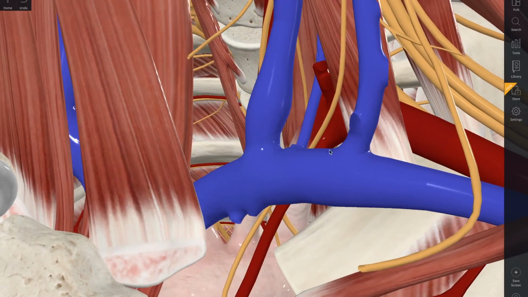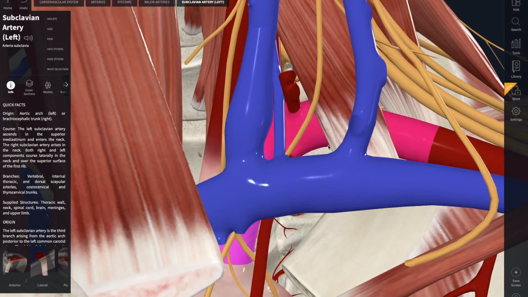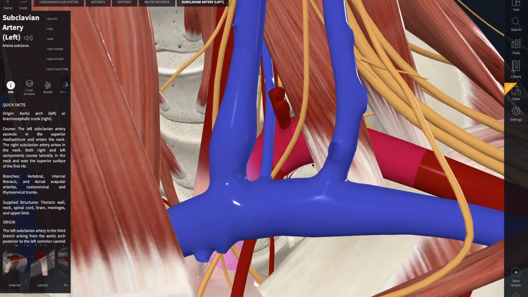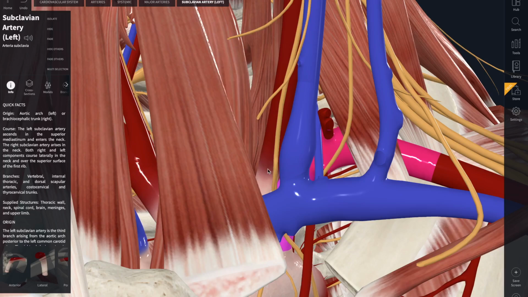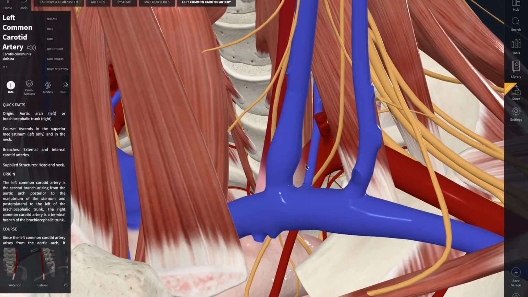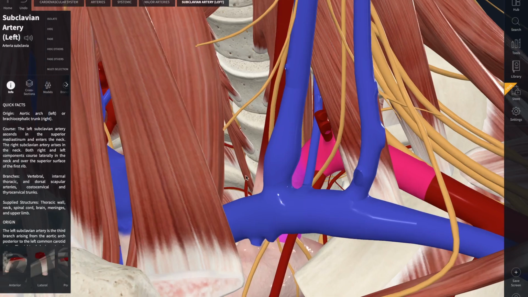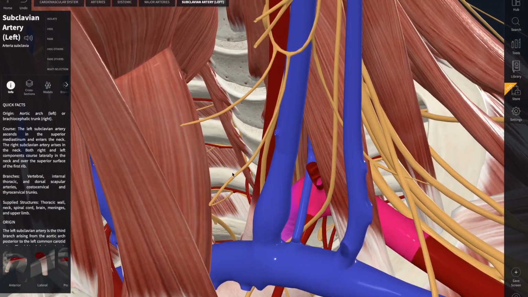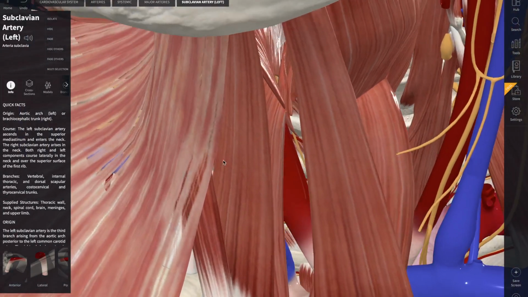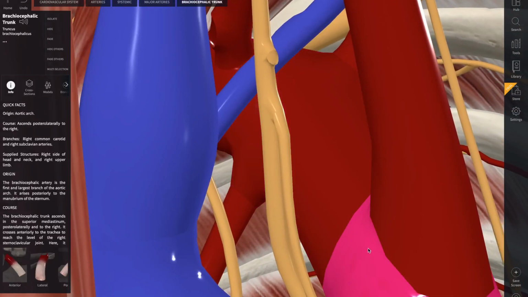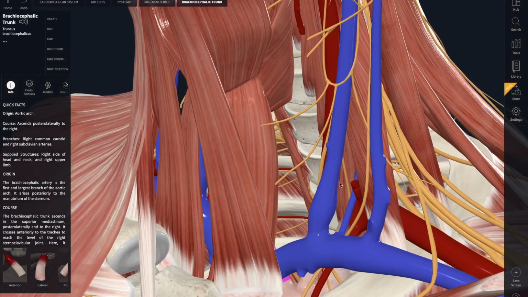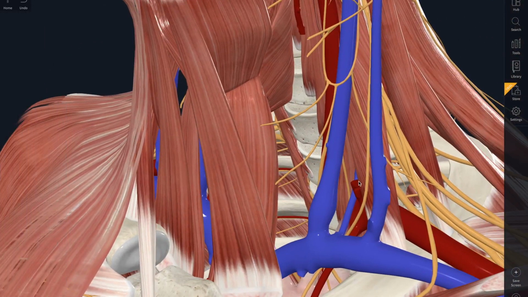So arteries, we have the brachiocephalic trunk. Here, this is the subclavian artery. I forgot to mention, here we have the common carotid and the subclavian artery. They're on the left side, and on the right side we have the brachiocephalic trunk. I don't know if you can see this, but here this is the subclavian, and here's the brachiocephalic trunk. So yes, this is basic knowledge. Arteries are clear.